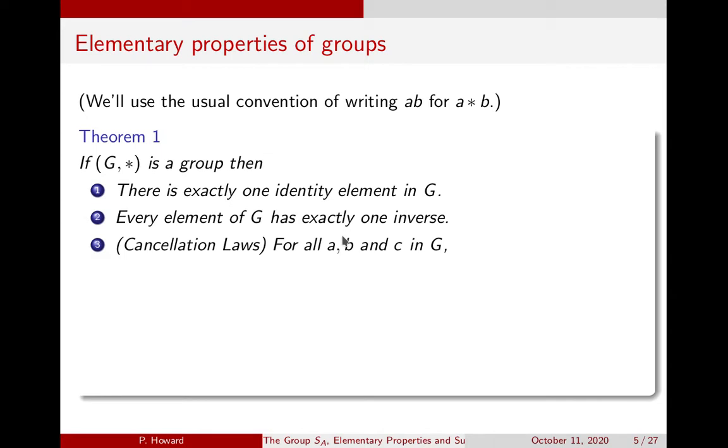We know the cancellation laws. We proved the cancellation laws. So for all A, B, and C in G, if AB is equal to AC, the A's can be canceled. You can conclude that B equals C. This is called left cancellation. The right cancellation law: if BA equals CA, then the A's can be canceled, and you can conclude B equals C.